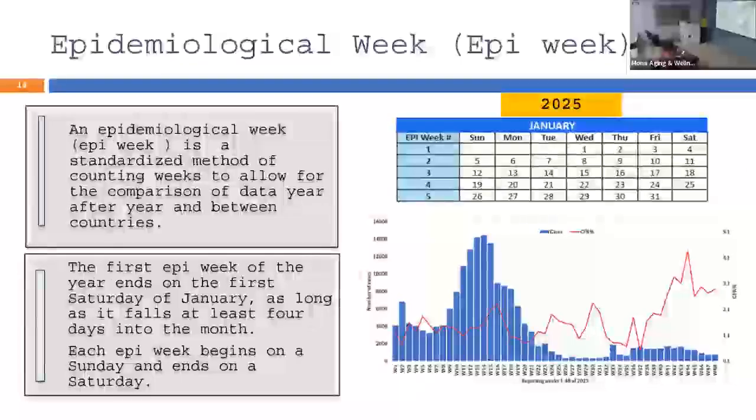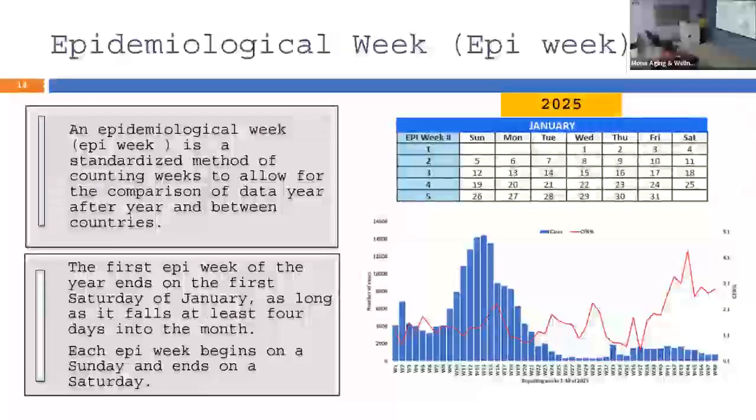So some years we have 53 weeks, and some we have 52 weeks. But each epi week begins on a Sunday and ends on a Saturday. So epi week 1 for this year has some days from December of last year.